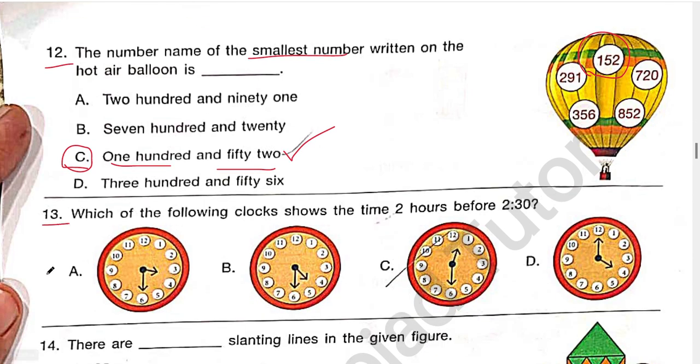Question 13 is, which of the following clock shows the time 2 hours before 2:30? The time 2 hours before 2:30. 1 hour before would be 1:30. Again 1 hour before would be 12:30. So 2 hours before 2:30 would be 12:30. So we have to select the clock that is showing 12:30, which is here in option C. We should select this.